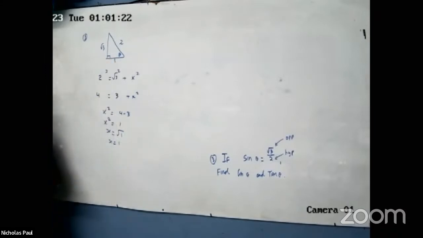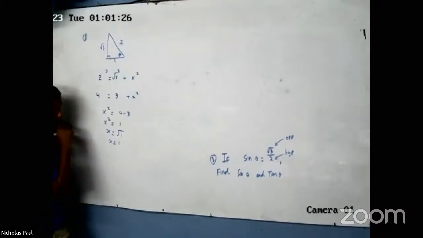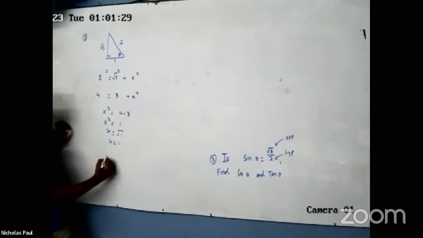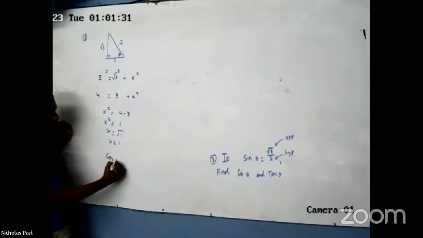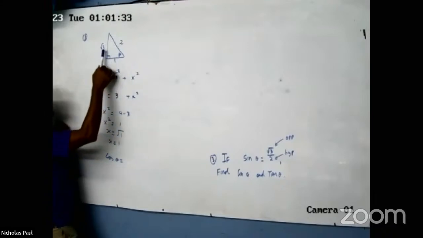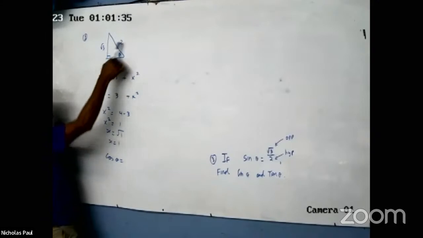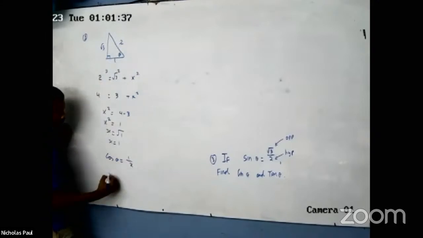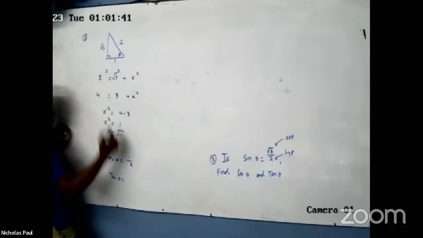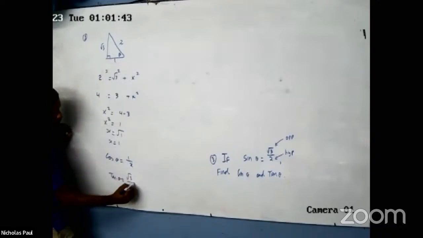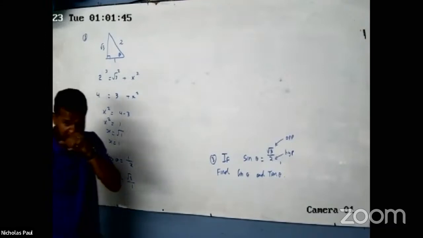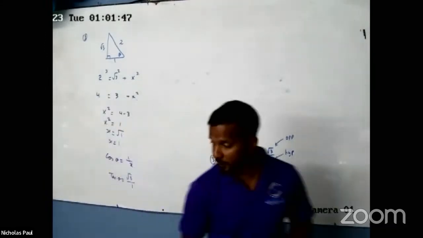So I use Pythagoras theorem within the triangle. And now they want what? Cosine theta is equal to adjacent over hypotenuse. And tan theta is opposite over adjacent. Okay. Let's go again.